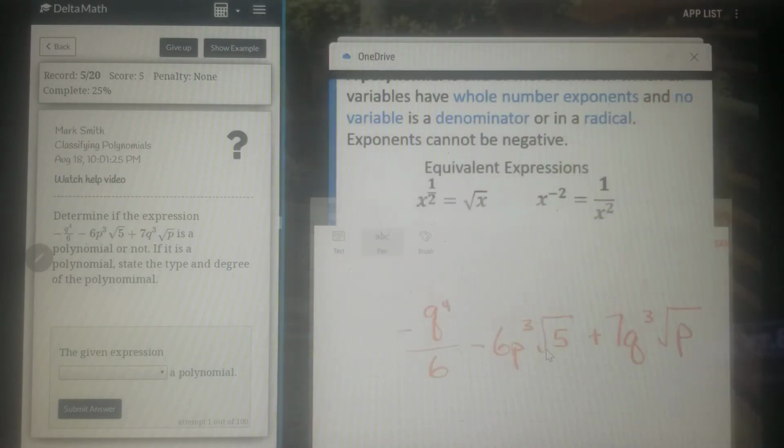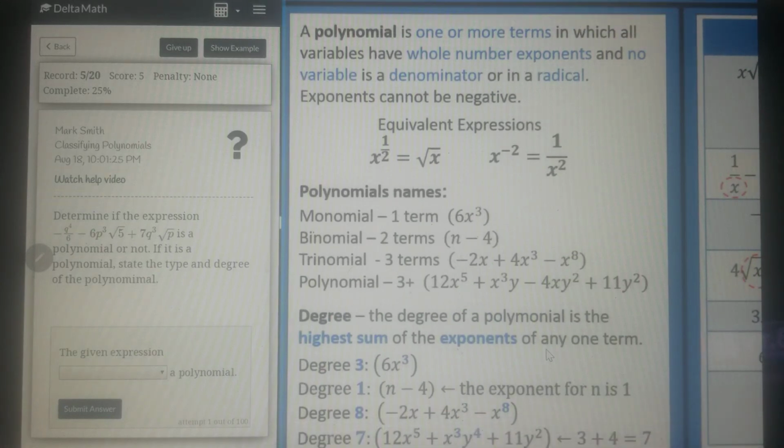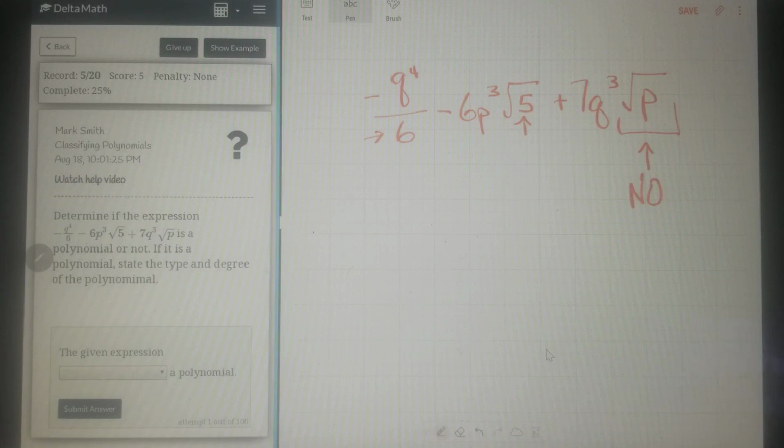Let's remember our 4 no's: fraction, radical, negative exponent, exponent in the denominator. Let's look over here. Well, this is a number in the denominator. It's not an exponent, so we're okay there. Whoa, wait a minute. We have a radical and we have a variable. So this is a big no. So it doesn't represent a polynomial.